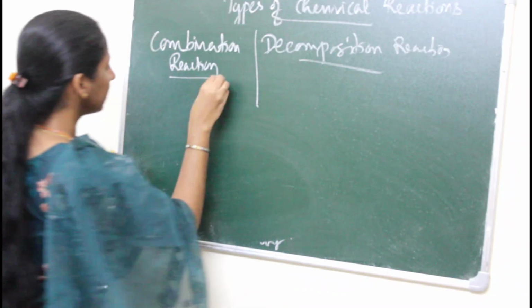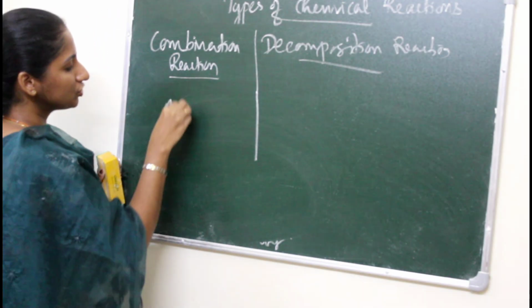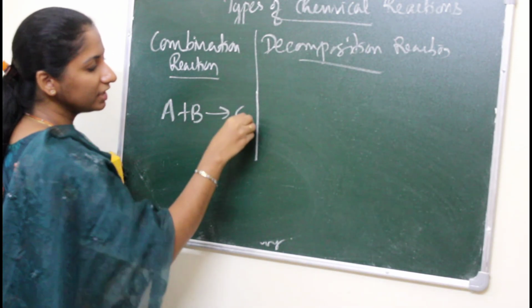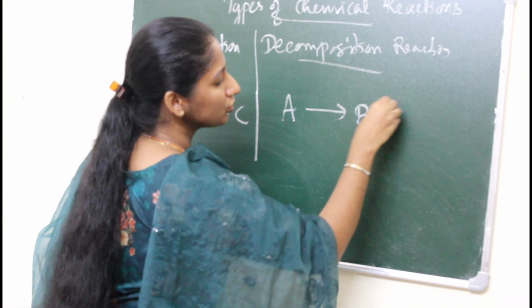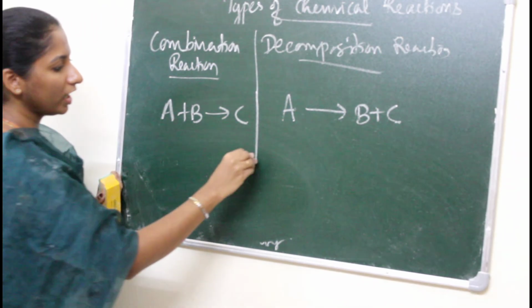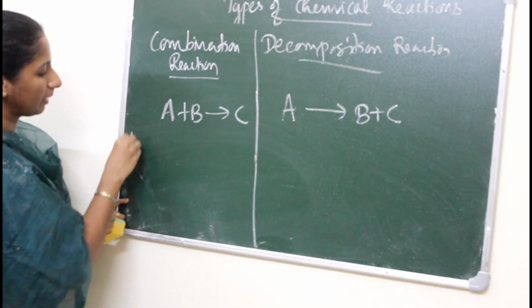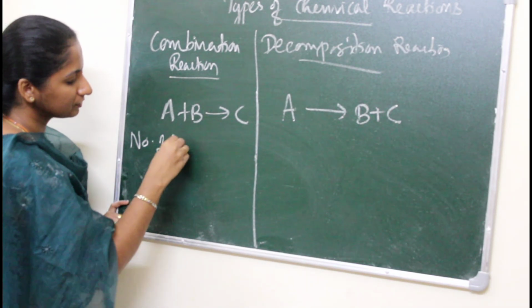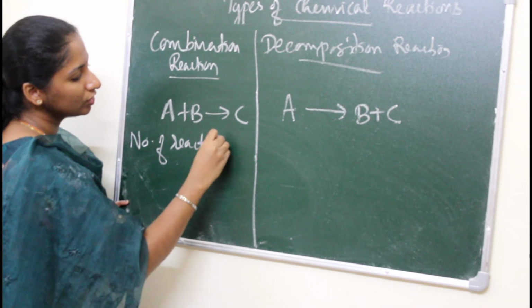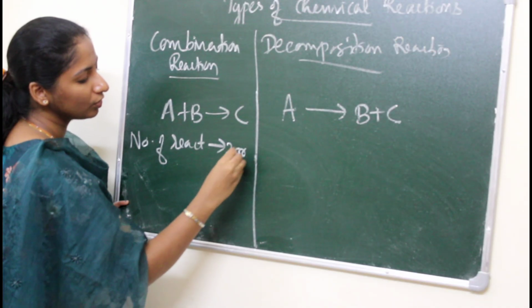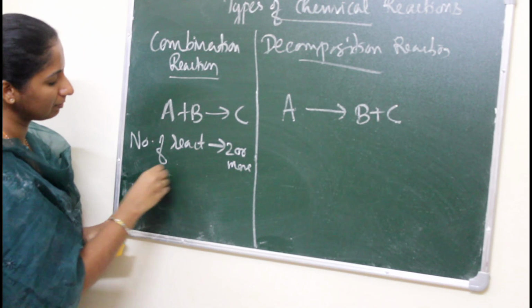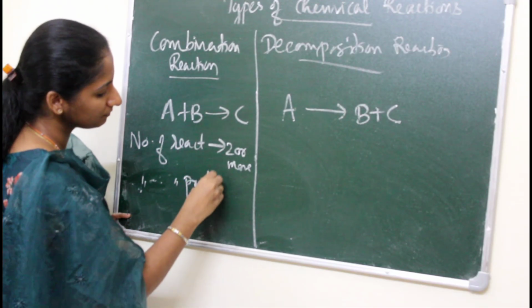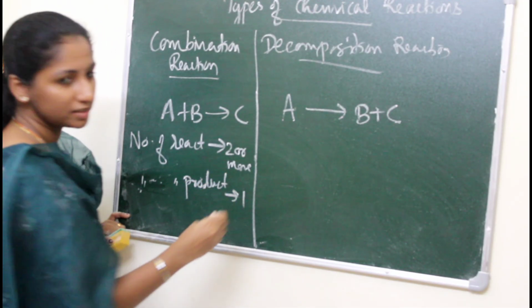So what is the difference? Here we are having two reactants and we are getting a single product. Here we are having a single reactant and getting two or more products. Okay, so here the number of reactants is two or more and the number of products is 1, right?